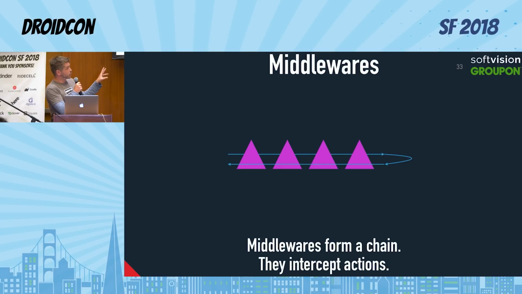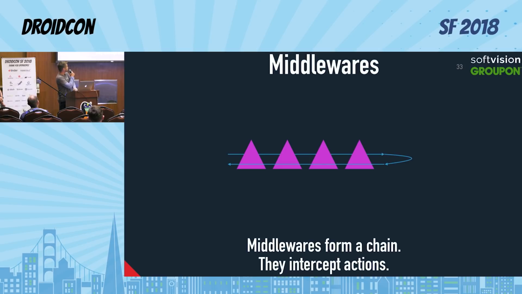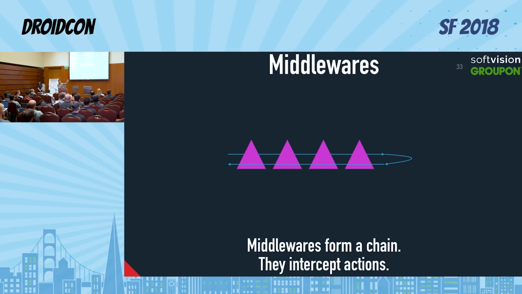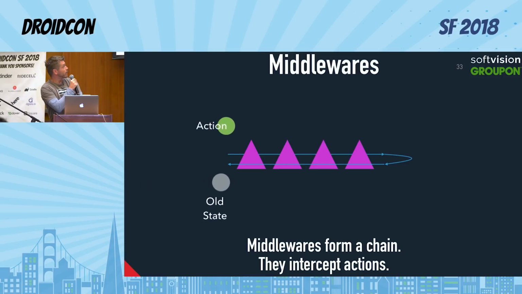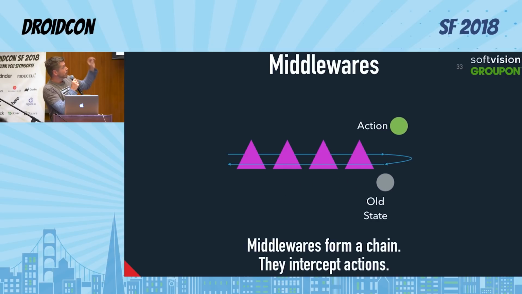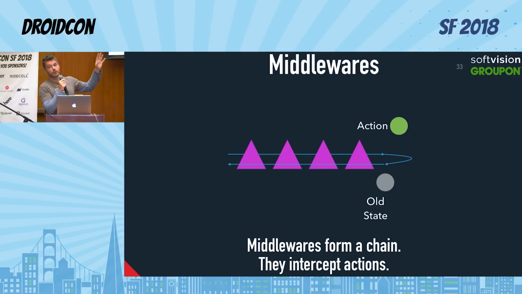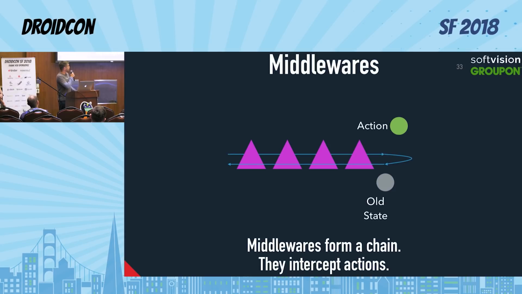Middlewares are arranged into a chain. Here you have 4 middlewares symbolized by the purple triangles. And what is important is that there is an order in this chain. From left to right, the first middleware is the first to intercept the action, and on the right-hand side, the last one. So when an action is dispatched by the store, all the middlewares are going to see this action before it is executed, in order of the chain. So first, the first middleware on the left, and the last middleware on the right. And this is prior to the execution of the action, so before we change the state in the store.